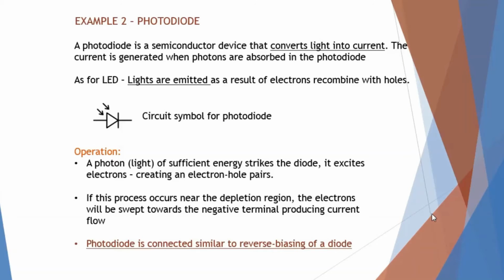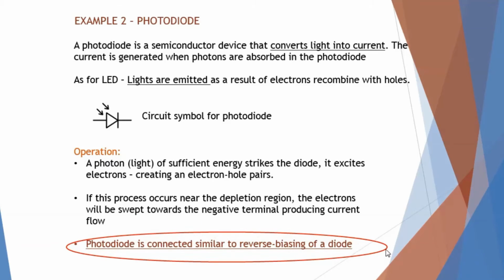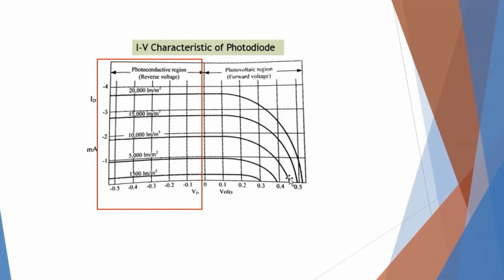Okay. So the next example of passive sensor is photodiode. So basically a photodiode is a semiconductor device that converts light into current. Okay. The current is generated when photons from the light are absorbed in the photodiode. Okay. This is important. So basically photodiode must be connected similar to reverse biasing of a diode, because photodiode has this characteristic. So it can operate in two modes. One is the photovoltaic mode, another one is the photoconductive region, and this is the operation mode of your photodiode.